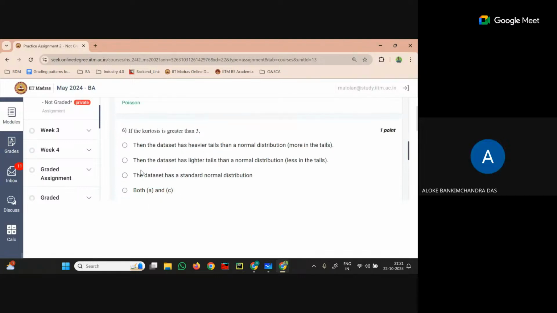Sir, what is the formula used for kurtosis? It's a big formula, man. Kurtosis is the fourth moment. I think the fourth mean divided by the deviation. Yeah, it's the fourth moment. Mean is the first, then standard deviation, skewness, then kurtosis. So kurtosis is the fourth moment.